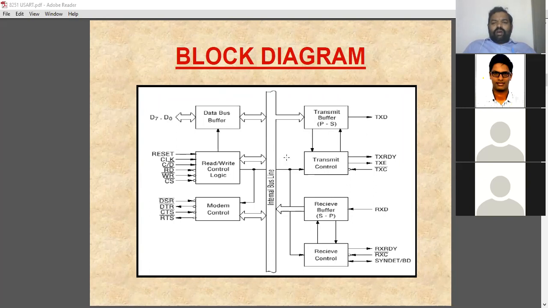So with the help of the software, whatever we will be using, we are able to control the transmitter, we are able to control the receiver unit, we are able to control the read write control logic, and also we are able to control the modem control unit. Everything is under you in the form of software.